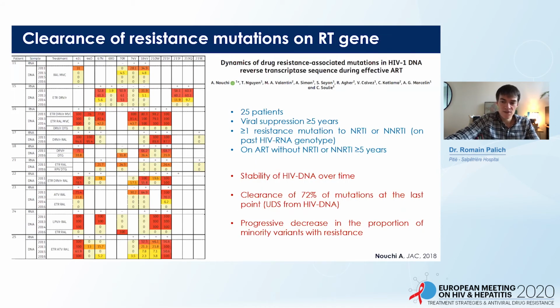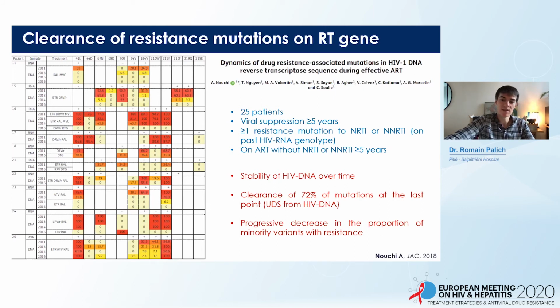To answer this question, it's interesting to have a look at this recent study having demonstrated the progressive decrease in the resistance mutations in HIV DNA over time. 25 patients were included with at least 5 years of viral suppression, with at least one mutation associated with NRTI or NNRTI resistance on a past HIV RNA genotype, and with no therapeutic pressure, so with no NRTI or NNRTI for at least 5 years.